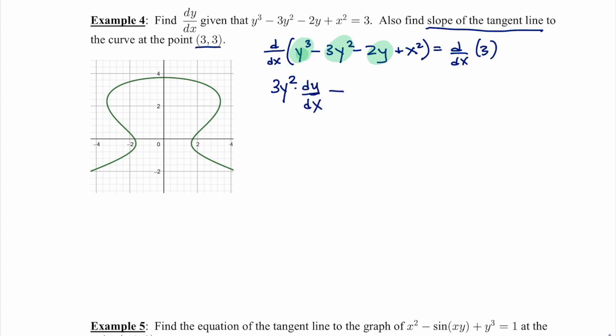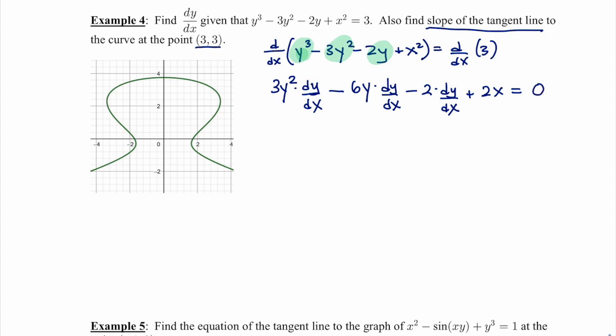Derivative of 3y squared with respect to x would be 6y times dy dx. The derivative of 2y with respect to x would be just 2 and then times dy dx. And the derivative of x squared with respect to x will be plus 2x. And on the right side, we should just have a 0 because the derivative of a constant is 0.